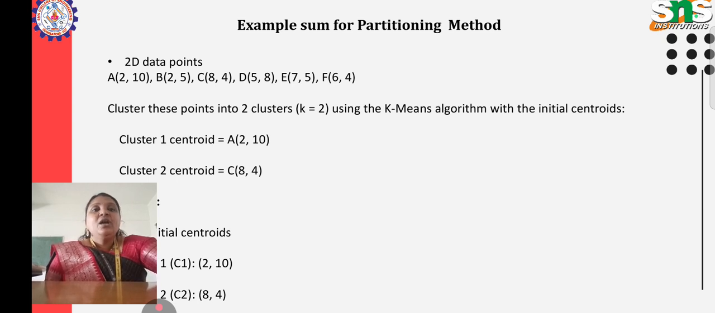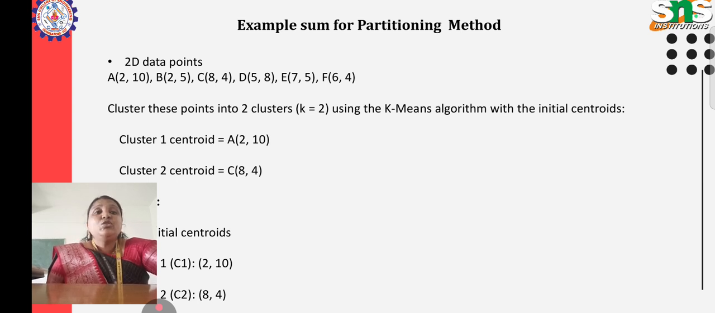First we'll have characters like A, B, C, D, E and F. We'll have 7 data points, with an x-axis and y-axis value for each data point. Here the points form 2 clusters, that is k equal to 2. Because it is two-dimensional, we have k equal to 2.